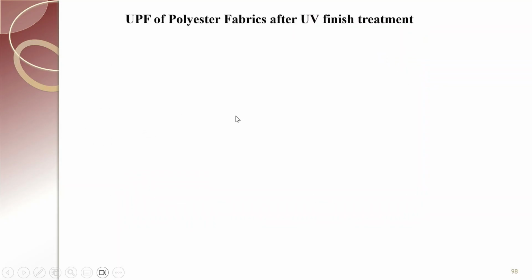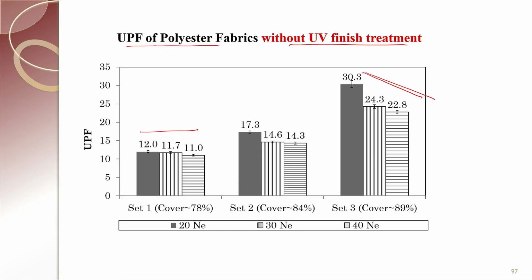And after UV finish, so it is without UV finish where there is a chance of the UV rays to pass through the yarn structure. So, in that case the trend is reducing, and even for the finer yarn it is much lower than the coarse yarn. This is the coarse yarn.